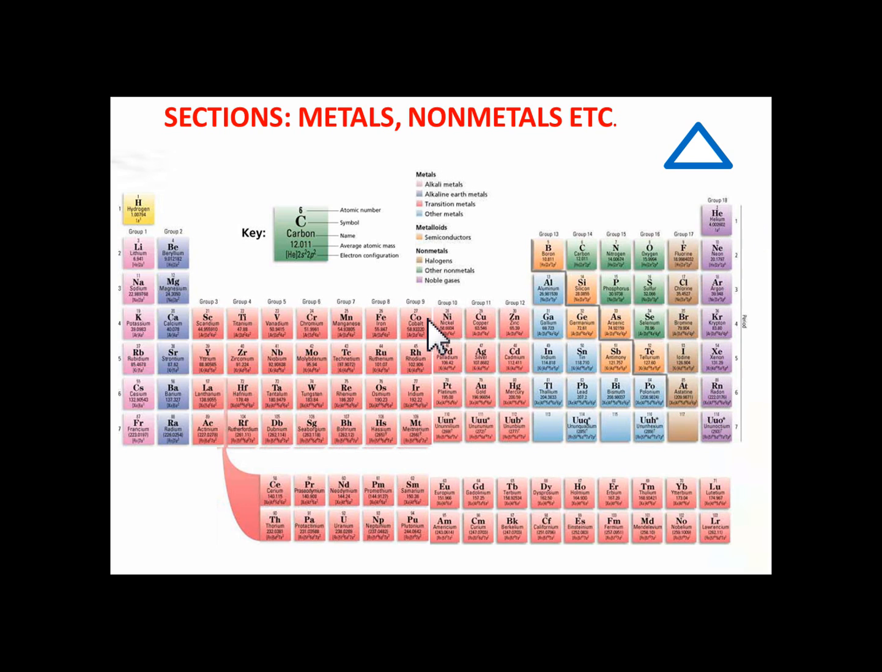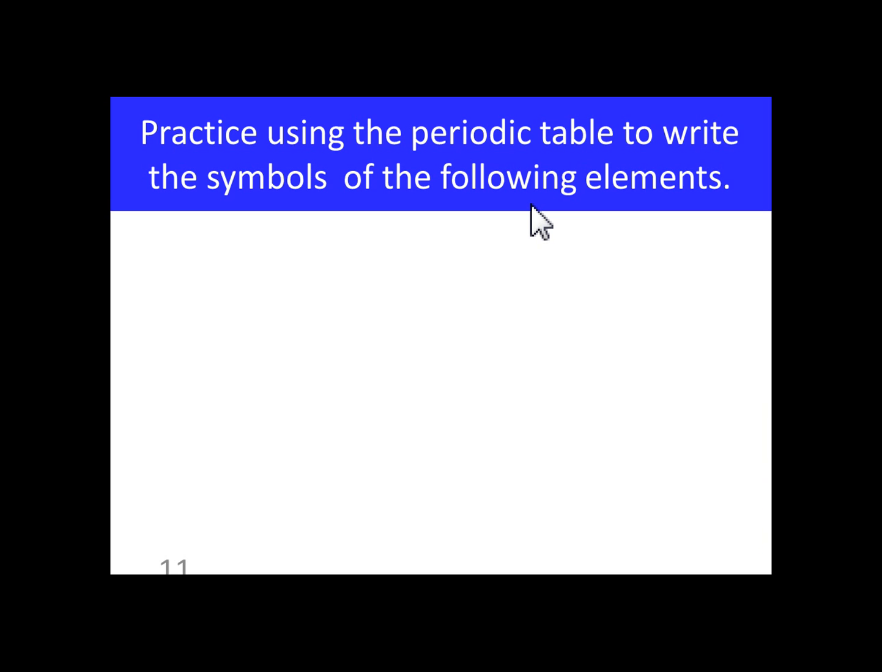So for example, if I gave you iron, you should be able to tell me that iron is a transition metal. If I gave you nitrogen, you should be able to tell me nitrogen is a nonmetal. Or silicon right here is a metalloid. Or neon is a noble gas, and so forth. Okay, so let's practice using the periodic table to write the symbols of the following elements.